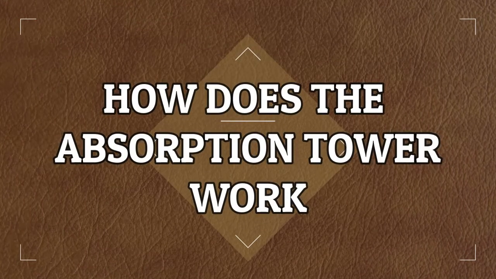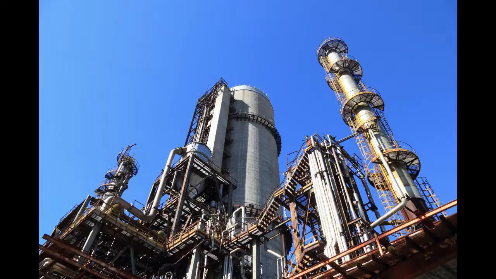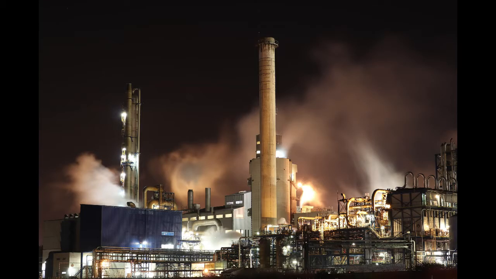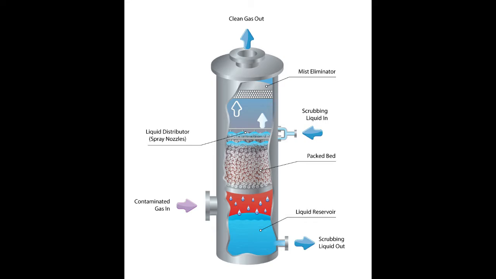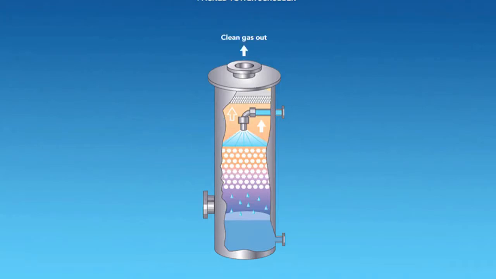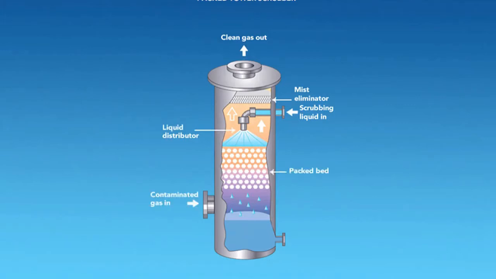How does the absorption tower work? Absorption towers are usually used in various industries, such as chemical plants, purification industry, and material processing industry. There are 2 inlets and 2 outlets in the absorption tower. At the top of the tower, there is an outlet for the gas, and the inlet for the liquid. At the bottom of the tower, there is an inlet for the gas, and an outlet for the liquid.